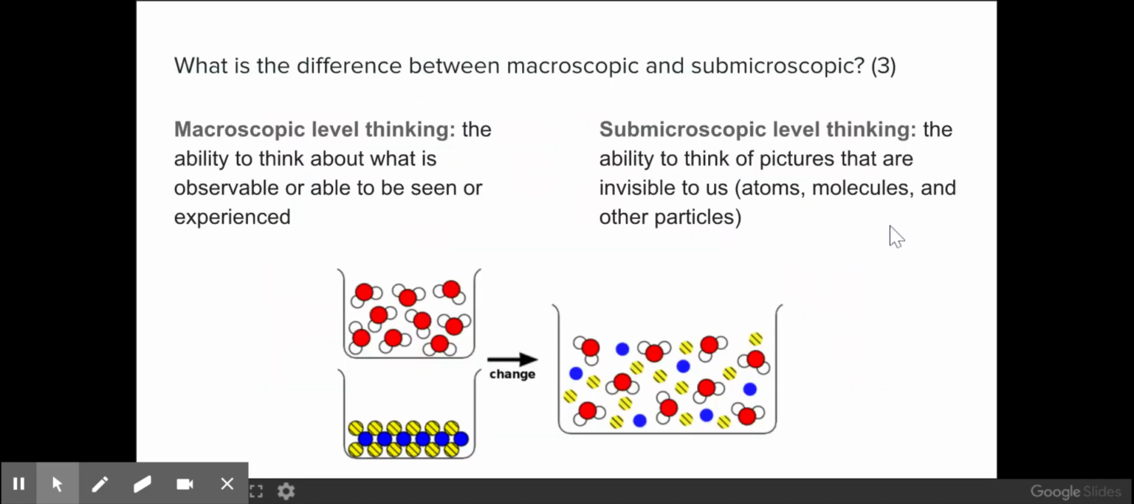In this class, we're going to be talking about the difference between thinking macroscopically and thinking submicroscopically. Macroscopic, being able to think about things that you can see or touch with your senses. Submicroscopic level thinking, imagining, playing pretend, the ability to think about pictures that are invisible to us. I take salt and I mix it with water. This is what's going on behind the scenes. I'm taking tiny little particles and mixing them together so that the salt looks like it disappears, but really what's going on? The salt particles are just mixing together with the water.